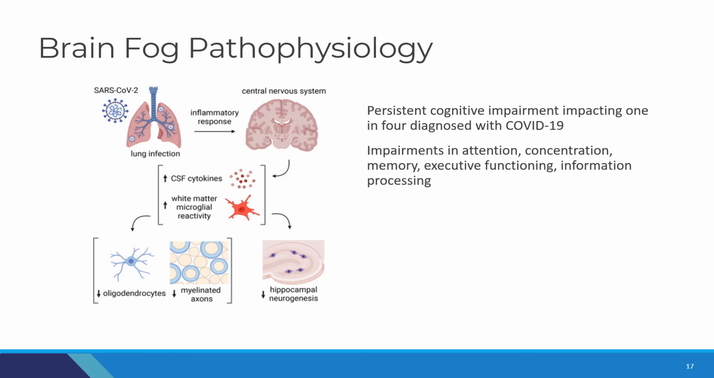Secondarily, this inflammation also damages oligodendrocytes and decreases hippocampal neurogenesis, important components of repair in the nervous system. This is why we see symptoms that linger and persist even after acute COVID infection has resolved.